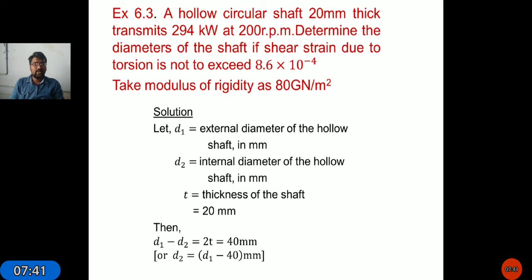Okay, first of all let us consider d1 equals the external diameter of the hollow shaft and d2 the internal diameter of the hollow shaft in millimeters. Next, they have given the thickness of the shaft, that is 20 millimeters. From the thickness we can write d1 minus d2 equals 2 times the thickness. The given thickness is 20 mm, so 20 into 2 equals 40 mm. From this equation we can write d2 in terms of d1, that is d2 equals d1 minus 40 mm.